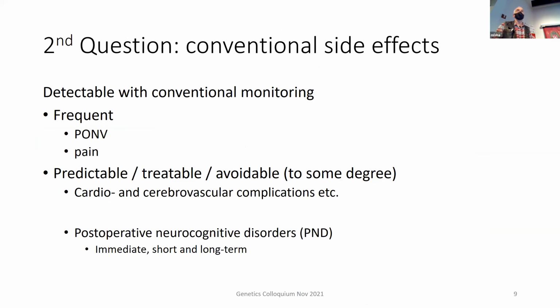Now, the second question. We talked about the mechanisms of action of general anesthesia, and now the second question is the conventional side effects. What do I mean by conventional side effects? They are detectable with conventional monitoring. This is what we look for in the operating room every day, and this is basically what you pay us for, because our drugs are pretty good at causing anesthesia, but it's the side effects that you need a professional to deal with. Some are very frequent, postoperative nausea and vomiting and pain, and you may have experienced them. Then there are those which are predictable, treatable, and avoidable to some degree, mostly cardio and cerebrovascular complications.